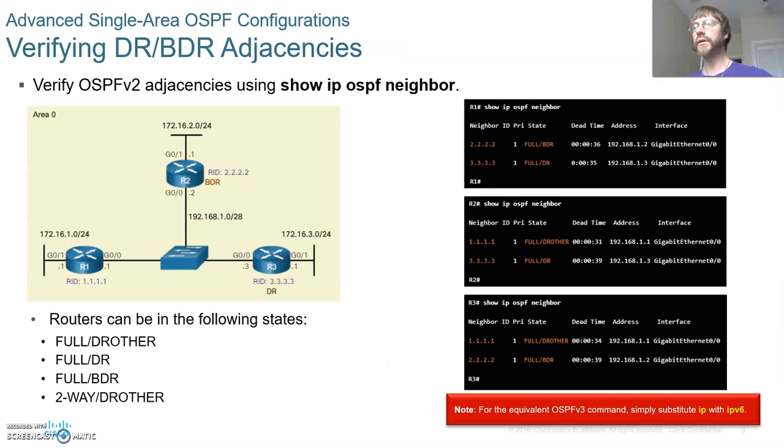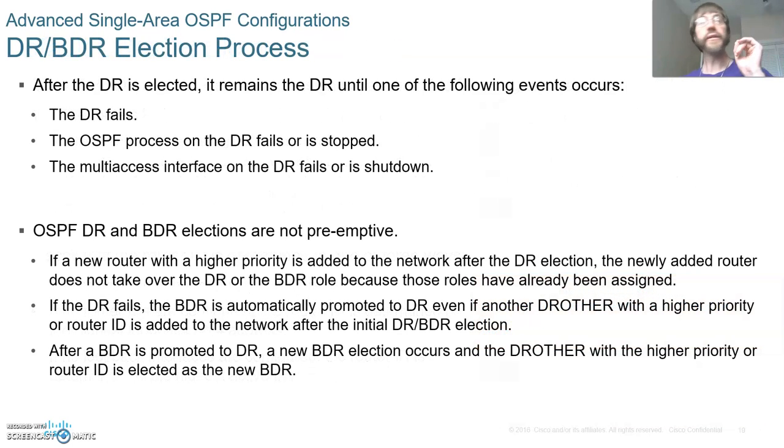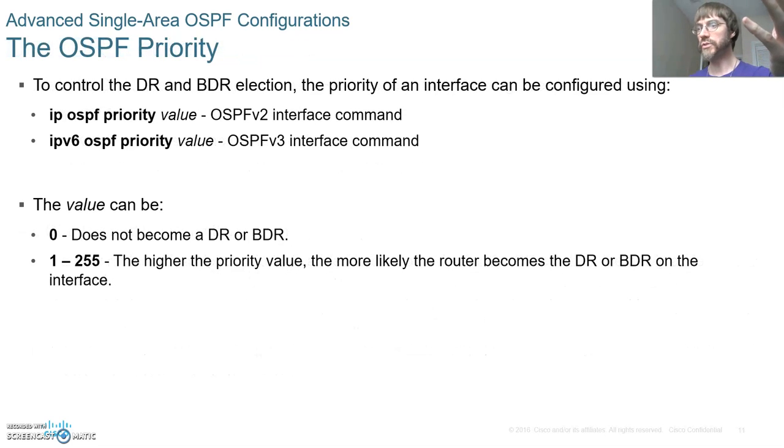One last thing to note, these elections are not preemptive. If the DR falls off the network and pops back on, it will come back into a DR other state. It will only win the election again if the BDR also falls off the network and it has to go looking for a new designated router. And then, of course, our priority values.